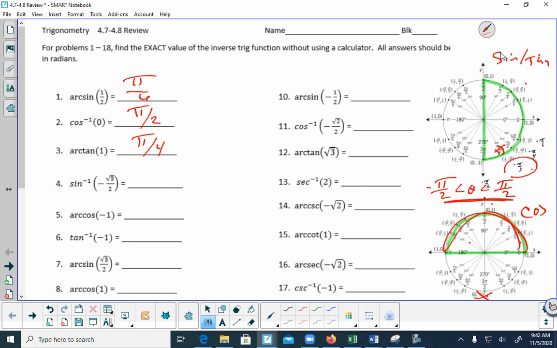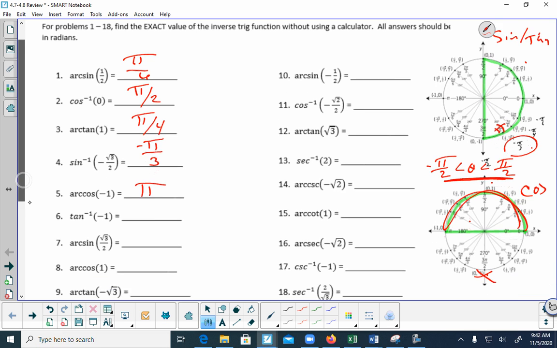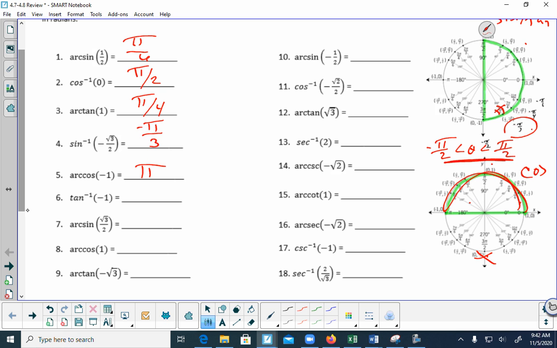So this is the first one. Number 4 is the first one when we have a negative. So when is the sine equal to a negative square root of 3 over 2? I know it's going to be with a denominator of 3, so I'm going to write negative pi over 3. Has to come from the fourth quadrant. But I'm not going to write 5 pi over 3. I'm going to write negative pi over 3. When is our cosine equal to negative 1? And that happens at pi. When is the tangent equal to negative 1? Well, I know it's a denominator of 4, but it has to come from the fourth quadrant, so I'm going to write negative pi over 4.